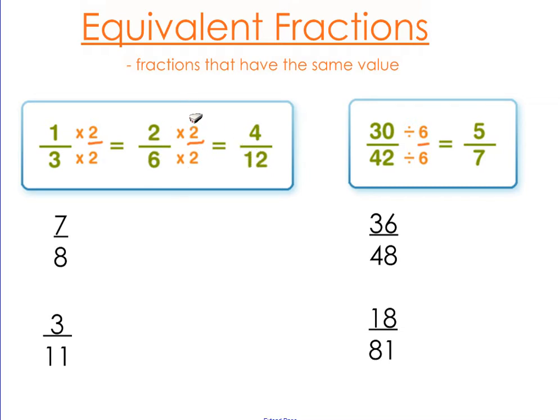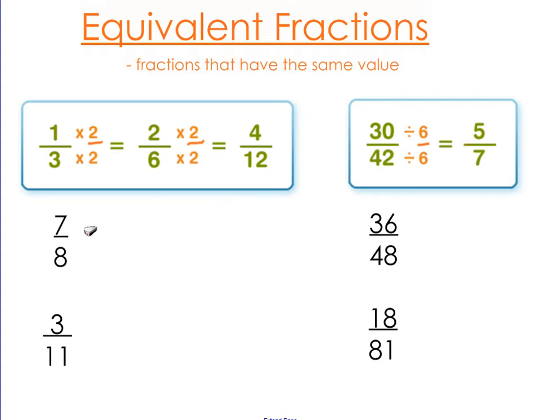So 2/6 times 2/2 is 4/12. And in this case, 1/3 is equivalent to 2/6, which is equivalent to 4/12. 30/42, I decided I'm going to divide by the 1 fraction 6/6, and when I did that, I got 30 divided by 6 is 5, and 42 divided by 6 is 7. 30/42 is equivalent to 5/7.